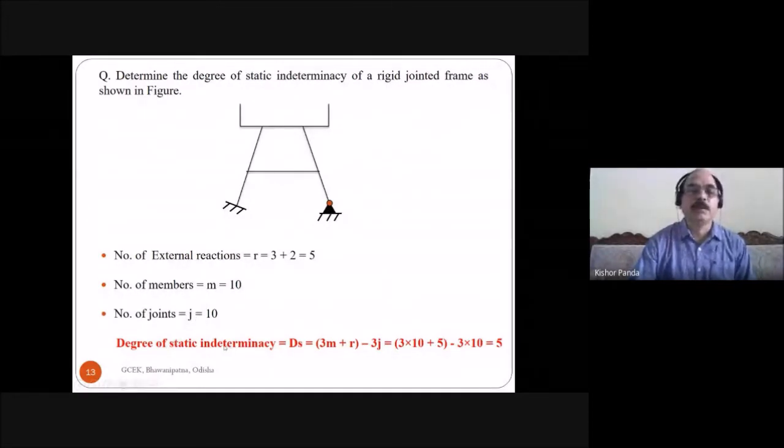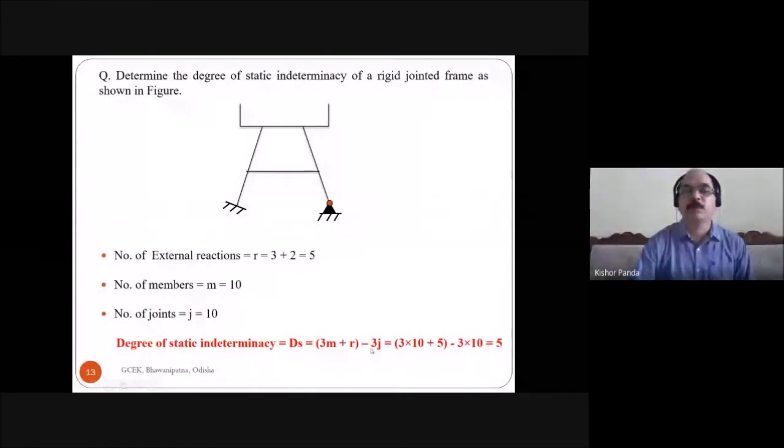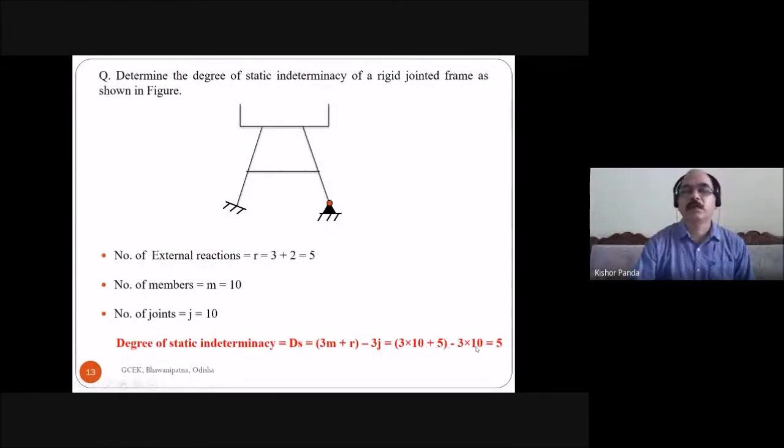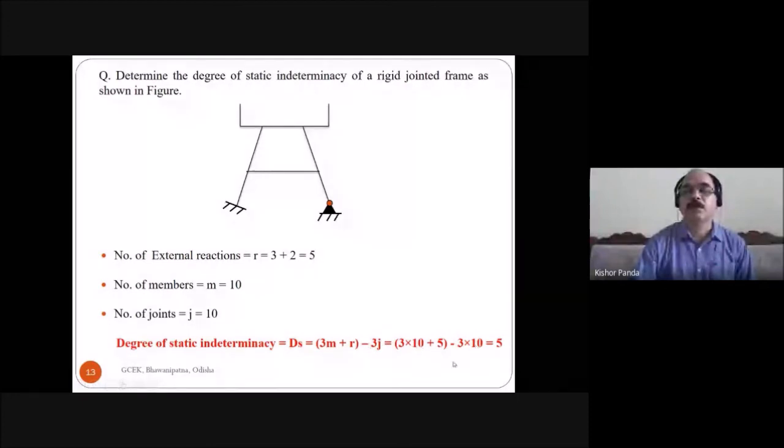Then you can find out the degree of static indeterminacy. Here there is no internal hinge in the member, so directly you can find out the degree of static indeterminacy: 3M plus R minus 3J. 3M is 3 into 10, plus R is equal to 5, minus 3 into 10. So this is equal to 5. Because there is no internal hinge, you have to take this as 0, so directly you will find out from this equation.